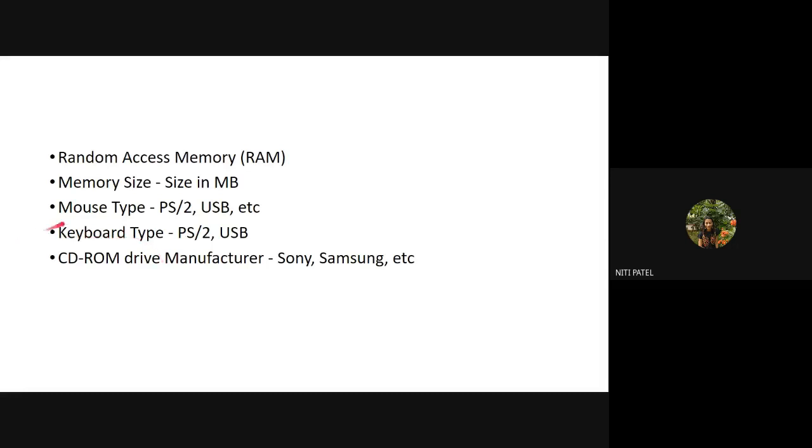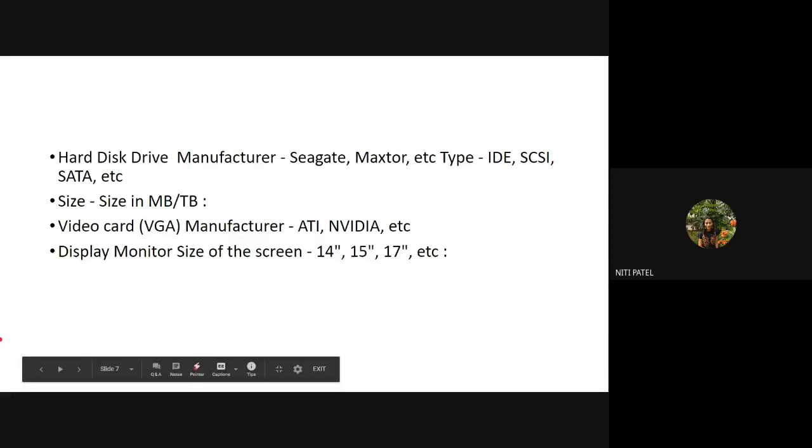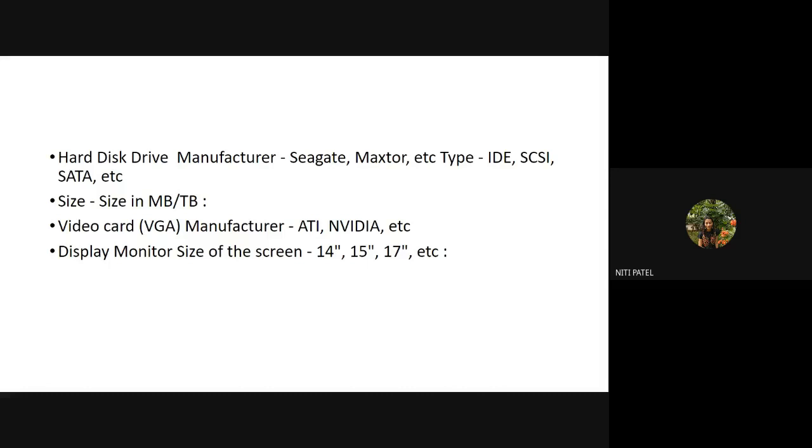Okay. The next is the hard disk drive manufacturer. It means it should have a hard disk inside your system. Why is that hard disk required? Because since our RAM is in MB, we cannot store a large amount of data inside a RAM. So we always require a secondary storage to store the data inside our system. So for that, we require a hard disk.